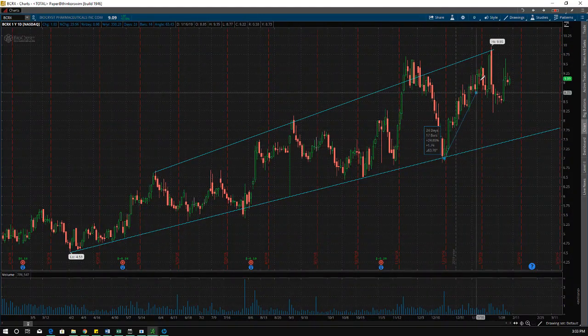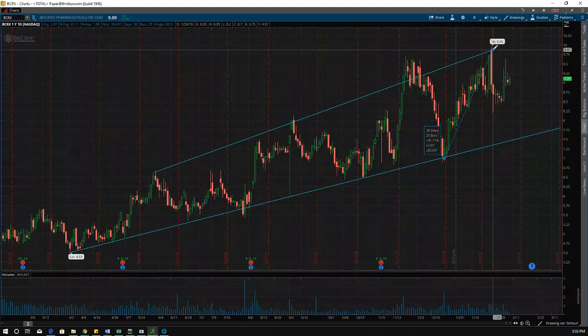Let's try right here. If we bought in right here, sold at our resistance right here, that would be a 41% profit. So that's definitely pretty nice. It's a good profit margin.